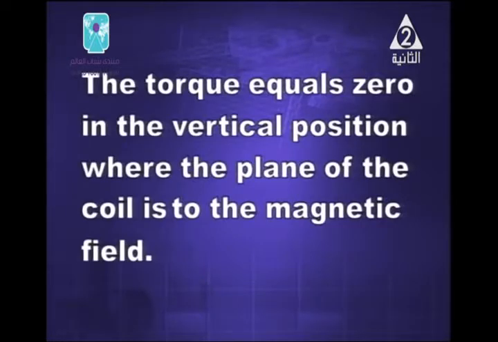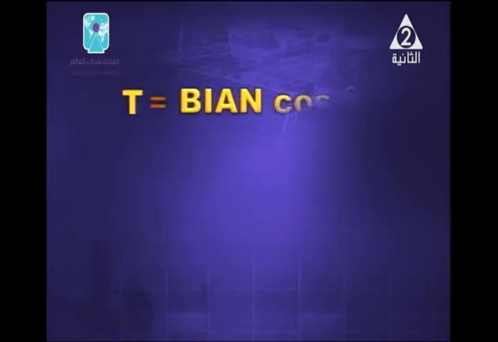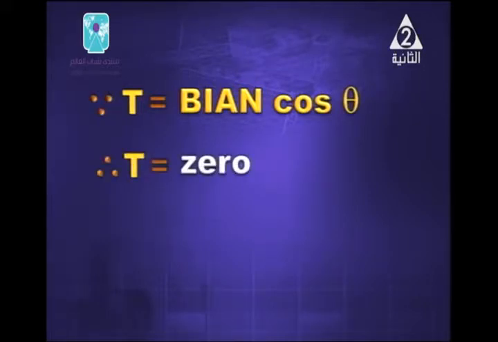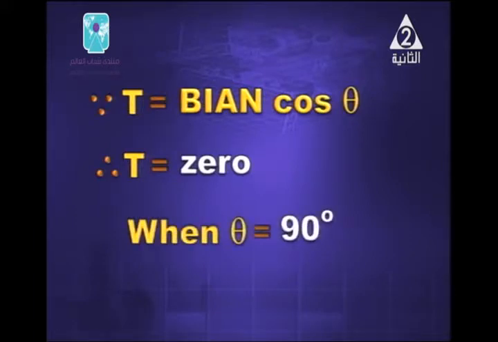By the way, the torque is expressed by the relation: torque is given by B, I, A, N and cosine theta. B is the magnetic flux density, I is the current intensity, A is the face area of the coil, and N is the number of turns on the coil. Cosine theta, where theta is the angle between the plane of the coil and the magnetic field. When theta equals 90, the torque will be 0, because cosine 90 is 0.